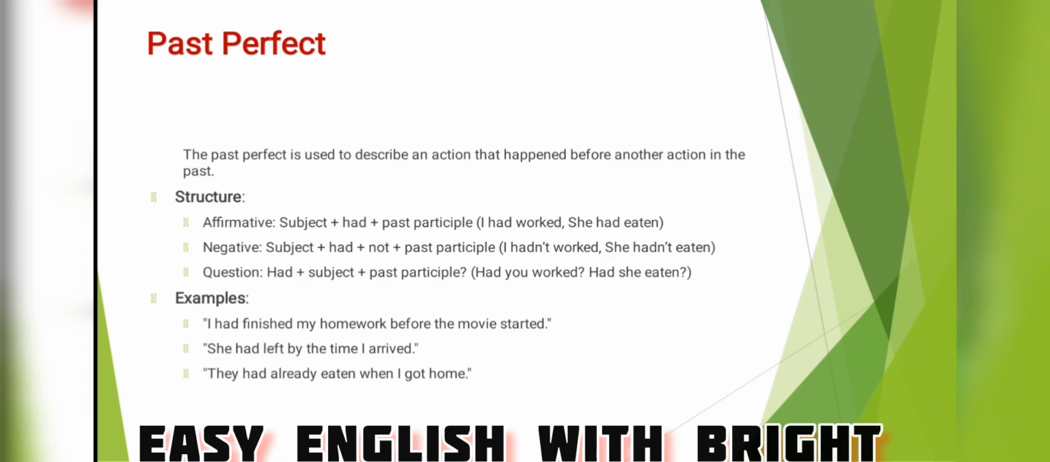Negative: subject plus had plus not plus past participle. I hadn't worked. She hadn't eaten. Question: had plus subject plus past participle. Had you worked? Had she eaten? Examples: I had finished my homework before the movie started. She had left by the time I arrived. They had already eaten when I got home.